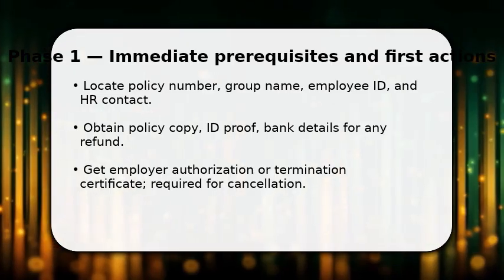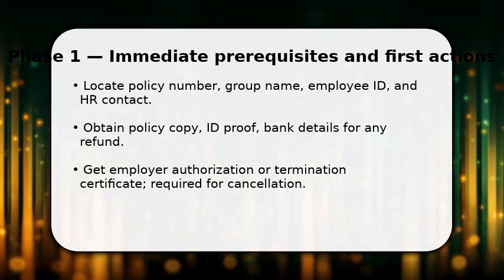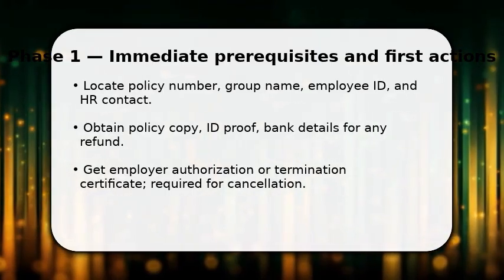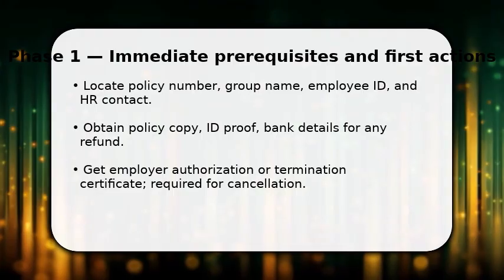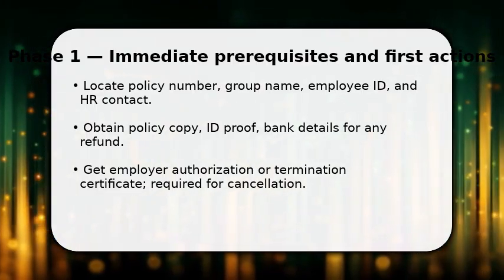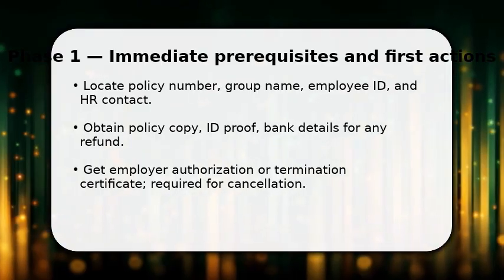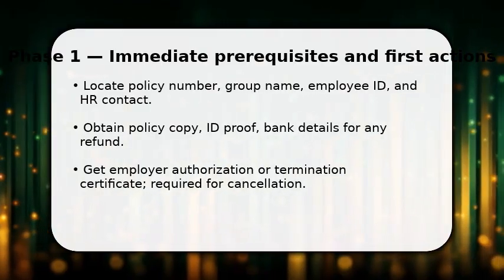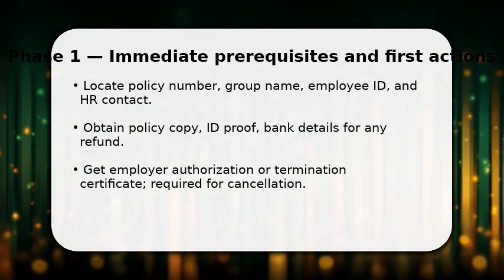You start by gathering essentials: the SBI General Group Policy Number, your employee ID, and a copy of the policy. Once done, ask HR for a formal termination certificate or employer authorization. Group PA cancellations nearly always require employer initiation.